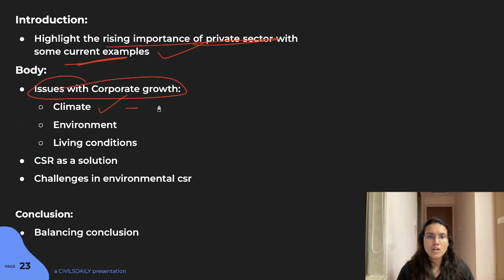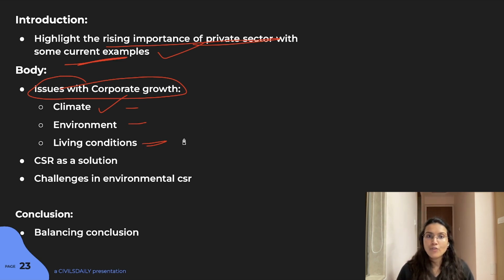In the climate, you can talk about climate change, global temperature, these kind of things. In the environment, you can talk about some other aspects like water, land, biodiversity. So that will give some difference from climate to environment, right? And finally, the living conditions. So urban cities, wastages, pollution. These kind of things you can talk about. So you'll have three angles and three different points to talk about in them.